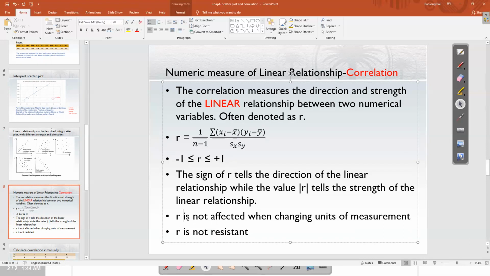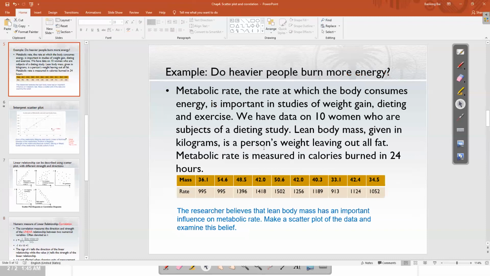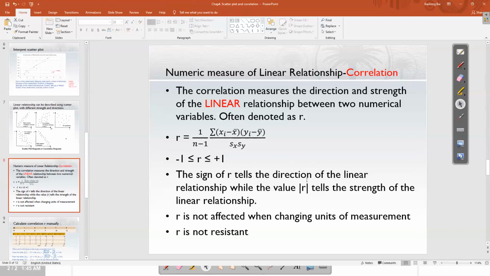And the next thing is, correlation is not affected by changing the units of measurement. For example, if you measure the lean body mass using kilograms, and you change it to pounds, or into grams, it's not going to affect the correlation value. So when you change the measurement units, the correlation is not going to be affected.